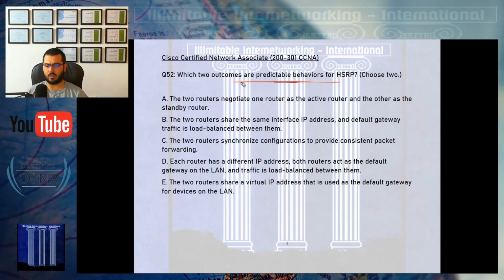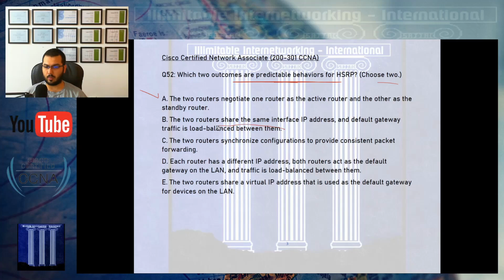Now it's better. So anyway, what are two predictable behaviors for HSRP? Choose two, and there are 5 answers. A: the two routers negotiate one router as the active router and the other as the standby router. I have talked about that. Yes, that is correct, there will be an active and standby state. B: the two routers share the same interface IP address, and default gateway traffic is load balanced between them.